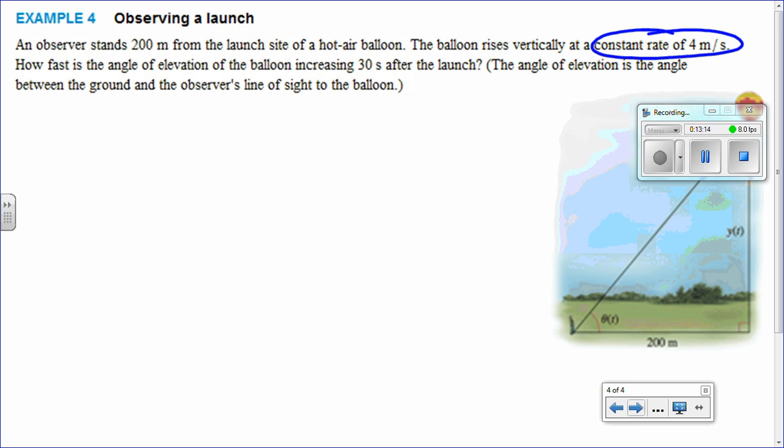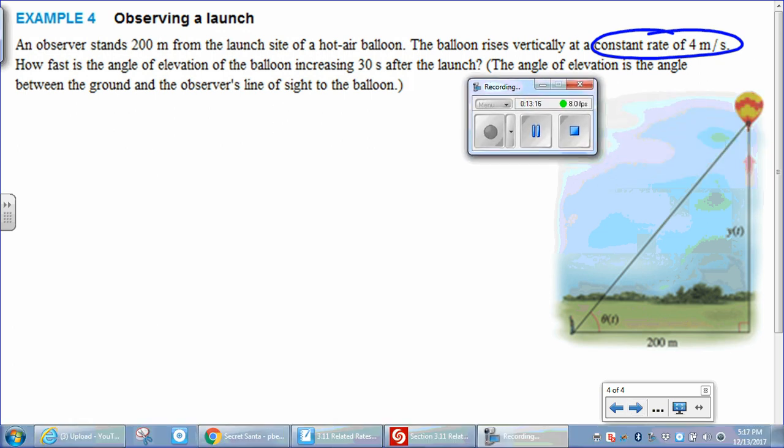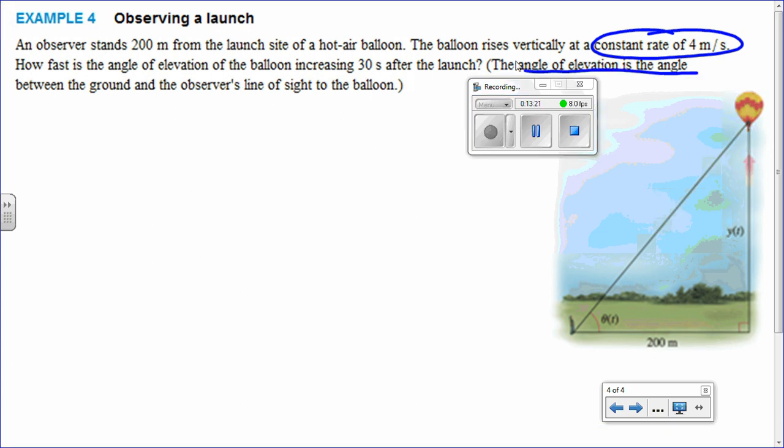30 seconds after the launch. Now the angle of elevation is the angle between the ground, so here's the ground, and here is the observer. So the angle of elevation will be right here. And so that angle, we're going to call it theta, is changing with respect to time.